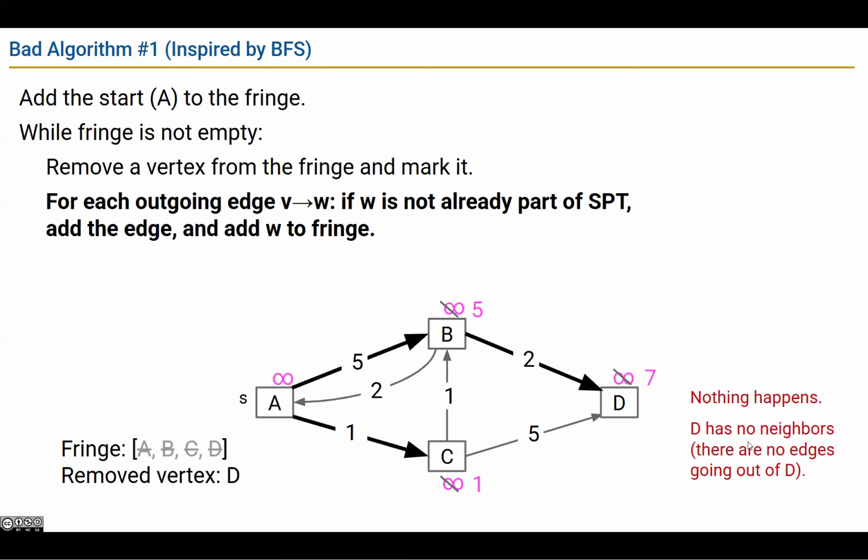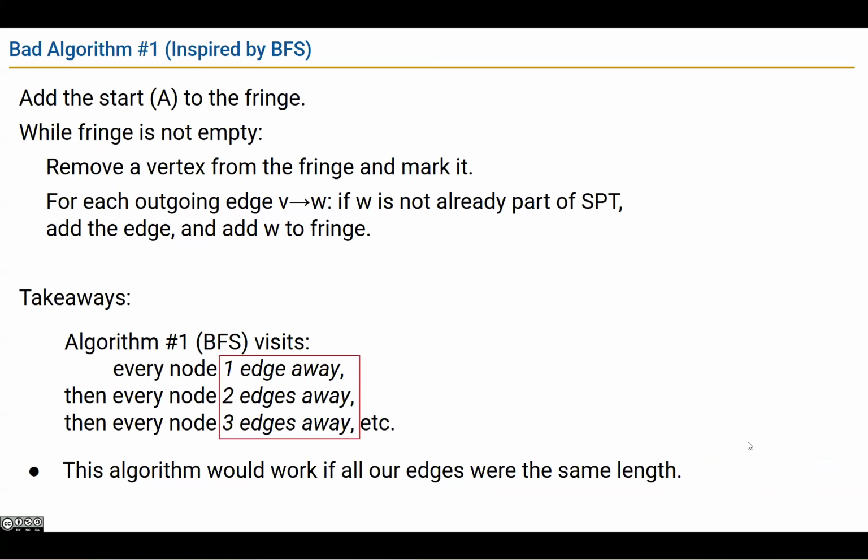Yeah, in the back. You didn't consider that there would be a faster way to get to B instead of just going directly to it. Yeah, we didn't consider the possibility that we may have found a faster way to B later down this line of thinking. In effect, the algorithm that we started with took every node 1 edge away, then every node 2 edges away, then every node 3 edges away. It would have worked if all the weights were one, but it doesn't quite work when the weights aren't all of the same value.